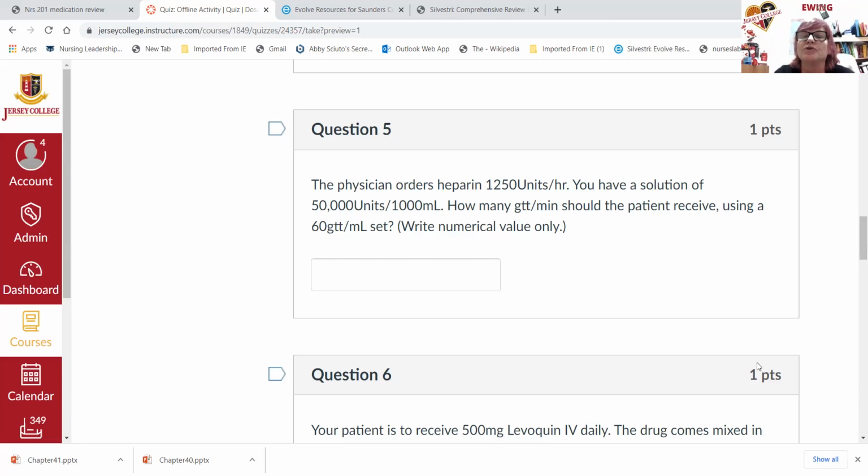The reason why is, you see how you have 1,250 units on the top? On the bottom, you have 50,000 per 1,000. We're doing a simple order over have on hand. So we take the 1,250 over the 50,000, divided by that, and multiply the whole thing times 1,000. And that's going to give you 25 mLs.